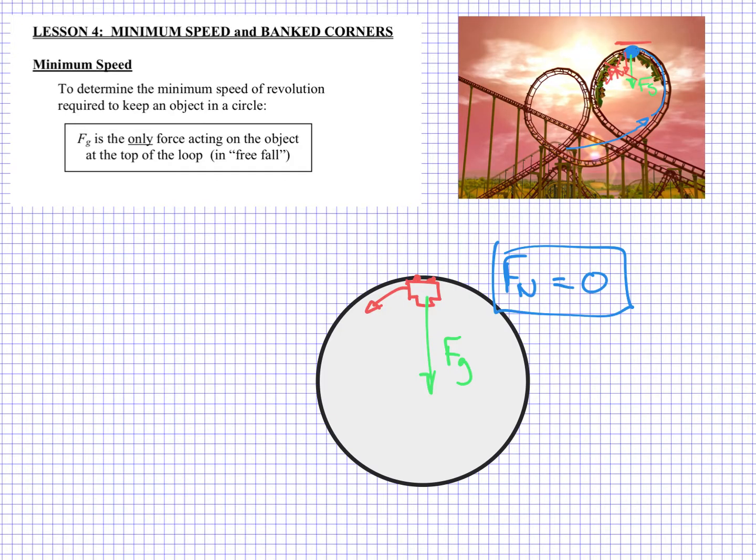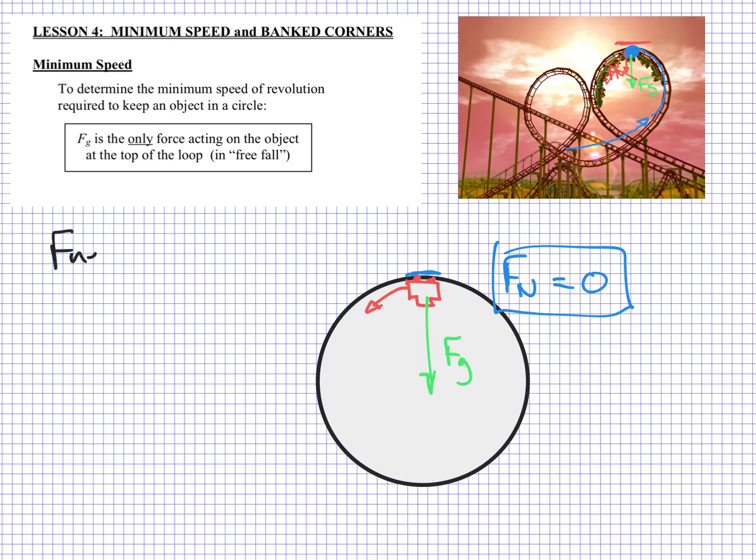So let's do a quick analysis on this then. So we've just stated that the only force now acting on this object at its minimum speed, the minimum speed required for it to still be in contact with the track but not falling out of it. Okay, the minimum speed is going to be when the Fn is equal to 0. So this makes our Fnet expression really quite easy.